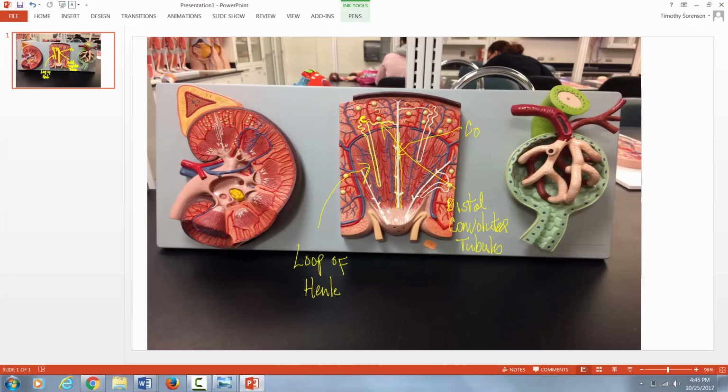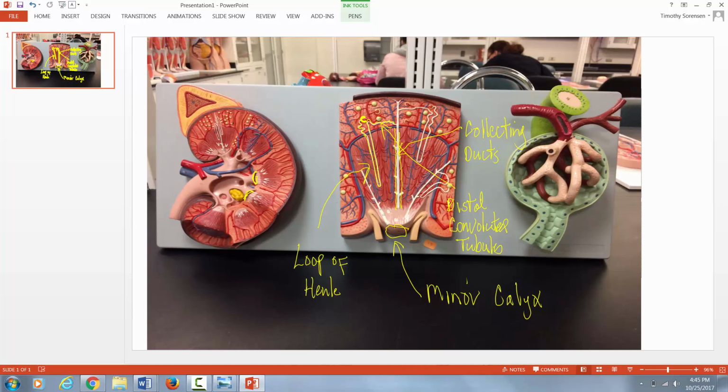So the collecting duct takes what is soon to be urine and dumps it into this area right here. And this area right here is called the minor calyx. Calyx in Latin is cup. So it dumps the urine into the cup. So this is the minor calyx.